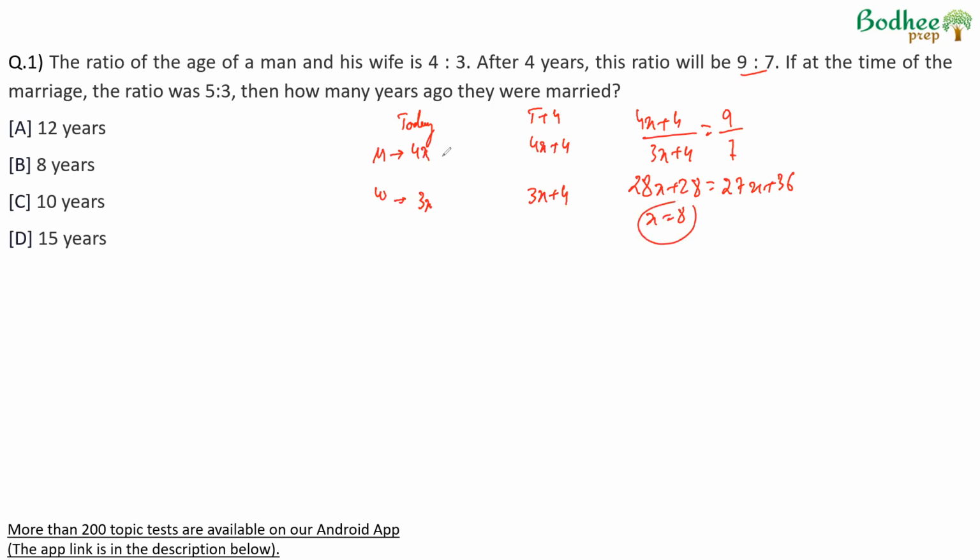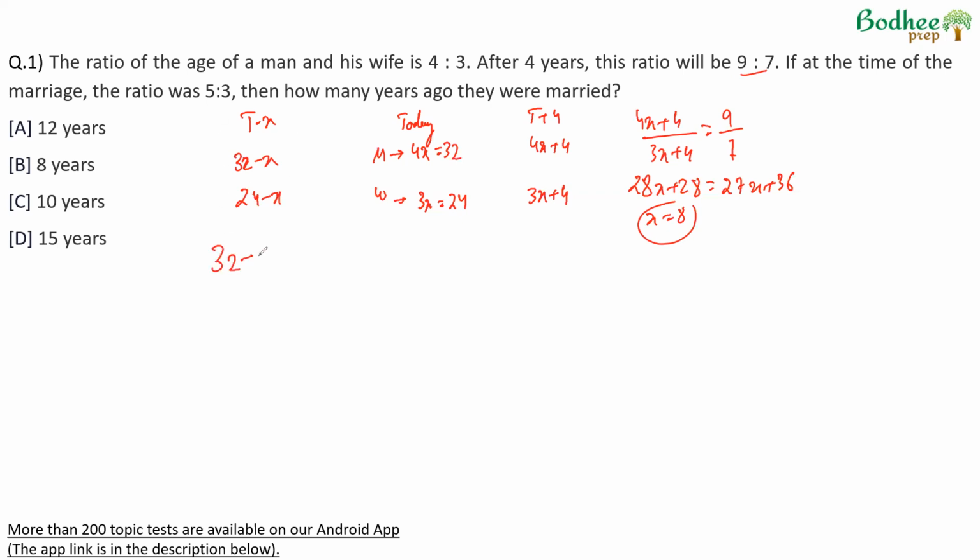So today, the ages of the man and the wife are 32 and 24. 4:3. 4 years later, 36 and 28. So 9:7. If at the time of the marriage, the ratio is 5:3. So suppose X years ago, T minus X, the marriage happened X years ago. At this time, the ages would have been 32 minus X and 24 minus X. According to the question, this was in the ratio 5:3.